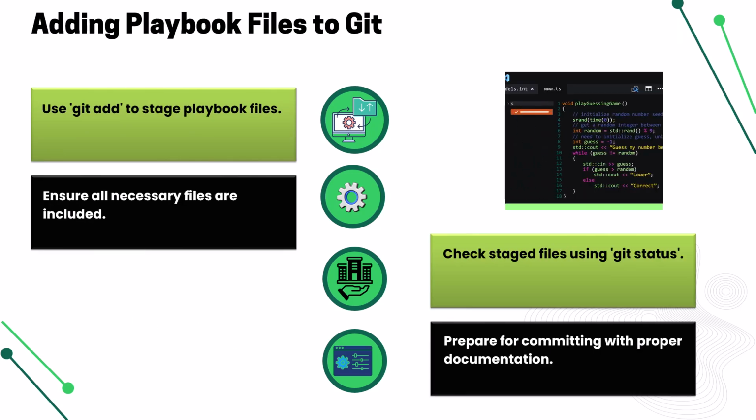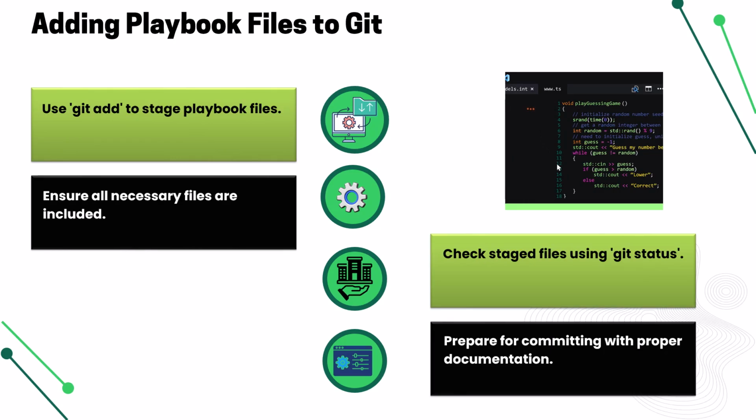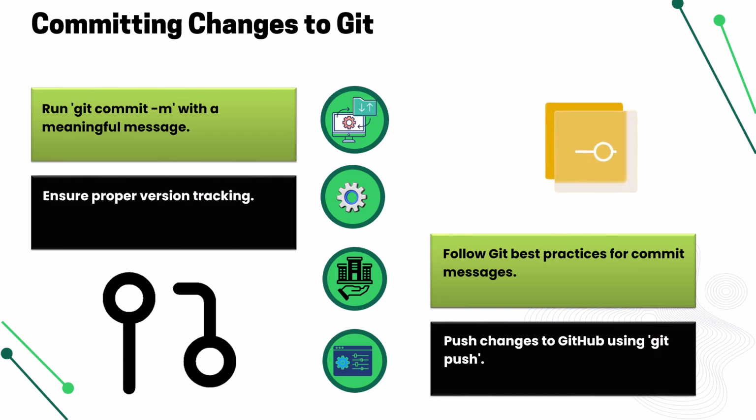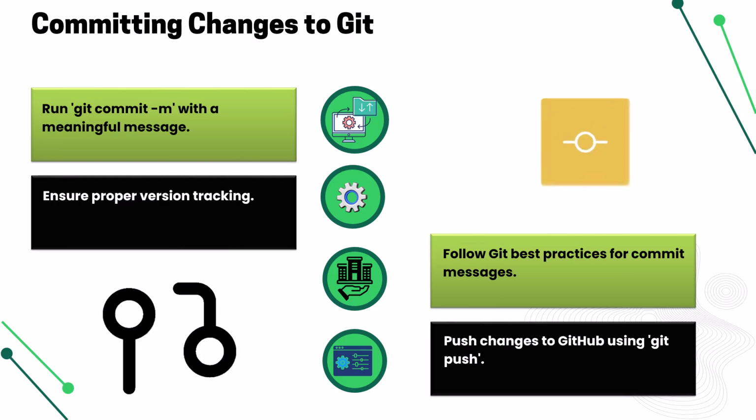Adding files to Git is like packing for a trip. Make sure you've got all the essentials before moving forward. Git staging helps you double-check. Git status confirms you're on the right track, and proper documentation ensures smooth sailing later. Commit messages are like journal entries. Make them meaningful. It helps future you and everyone else understand what changed and why. A well-tracked history ensures easy debugging, and once you push to GitHub, boom, your changes are live.